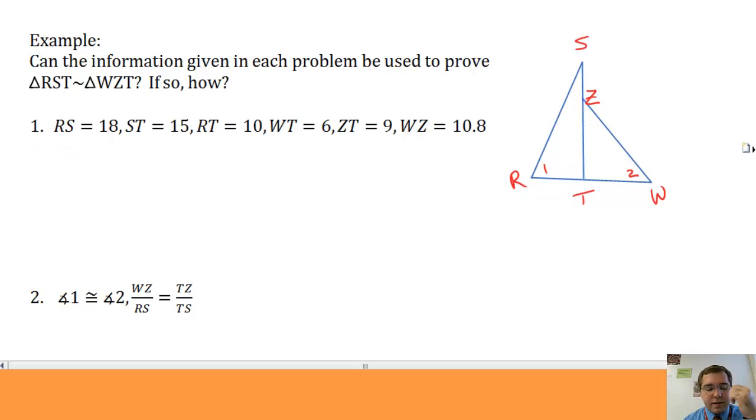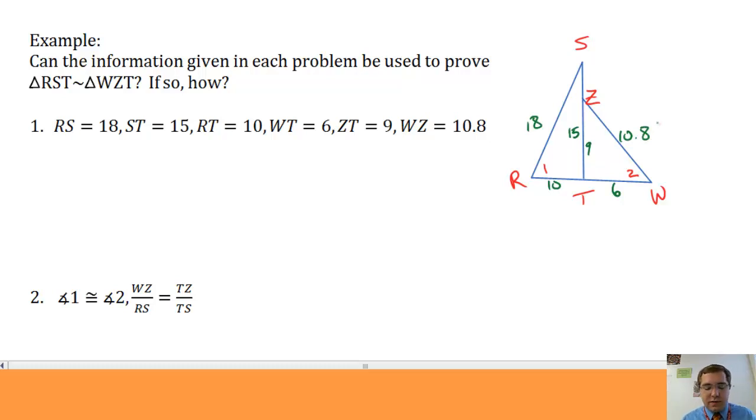So here's some examples. Can the information given in each problem be used to prove that triangle RST is similar to triangle WZT? If so, how? What of those 4 ways are we using? So number 1, if RS equals 18, ST equals 15, RT equals 10, WT equals 6, ZT equals 9, and WZ equals 10.8. So we don't know any angles, but are all of our sides in proportion?